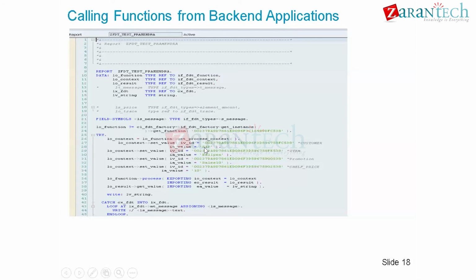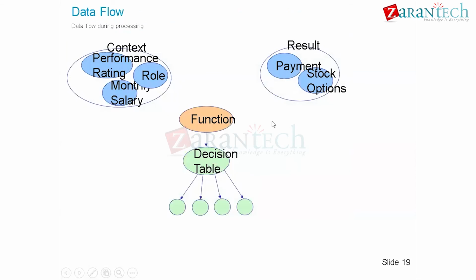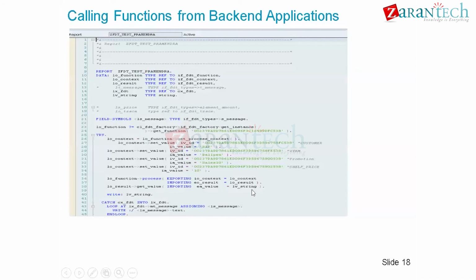Let's say for this customer ID, SAP ID value, ball pen, for this ID, sales 10, for this ID value 10. The shelf price, promotion, item, and customer. These values I'm providing to the input. And in the function result, what I'm expecting is get value, ES value, LV string. Function, input, output. That's it. These are system generated code. I only have to assign my input value and read my output value.